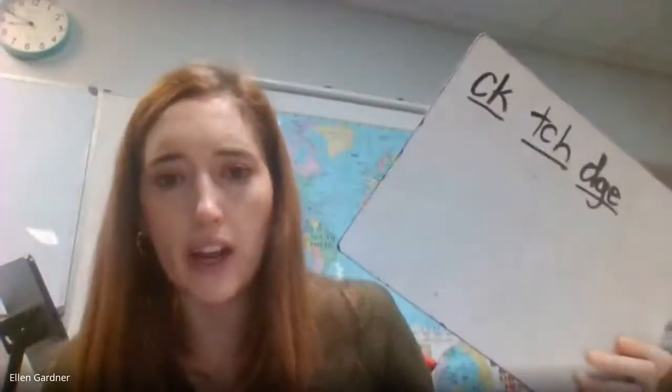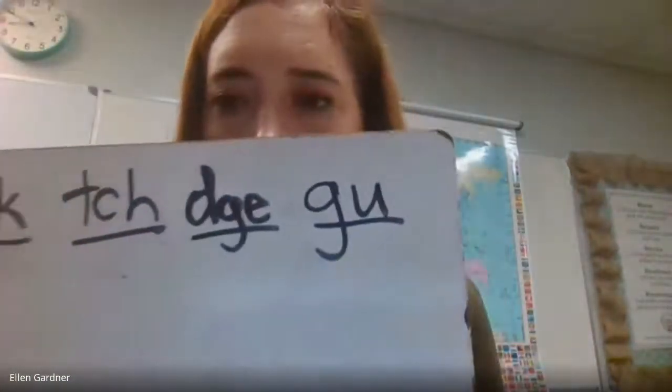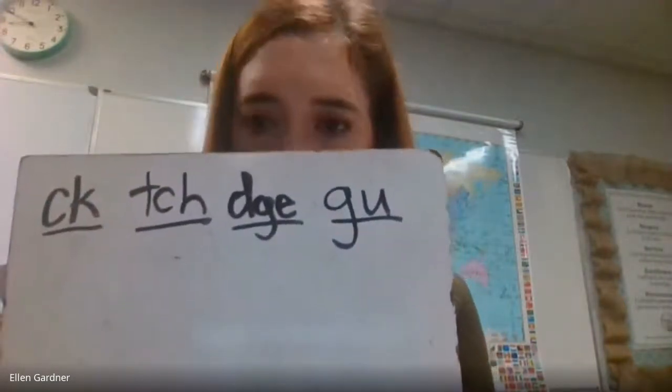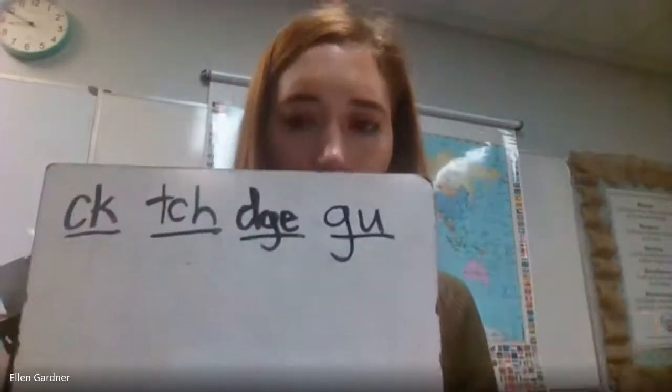And last phonogram to write is G, two-letter G, always followed by a vowel. GU is what you should have there.